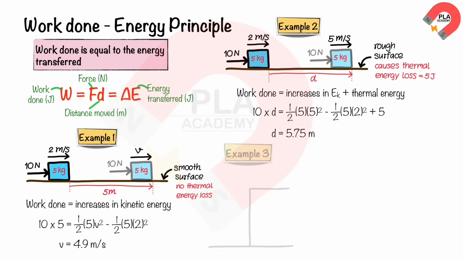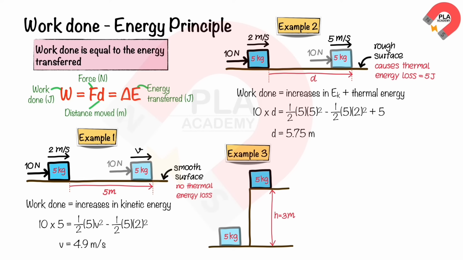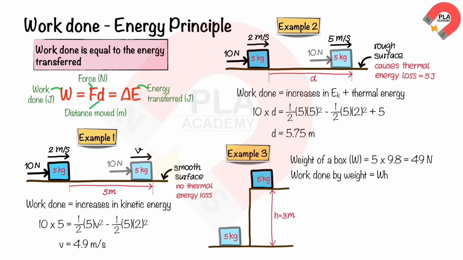In another scenario, let's consider a box with a mass of 5 kilograms being lifted from the ground to a higher level with a height of 3 meters. The weight of the box is 5 times 10, which is equal to 50 newtons. The work done by the weight of the box is given by its weight multiplied by the height. Its result is 50 times 3, which is equal to 150 joules.